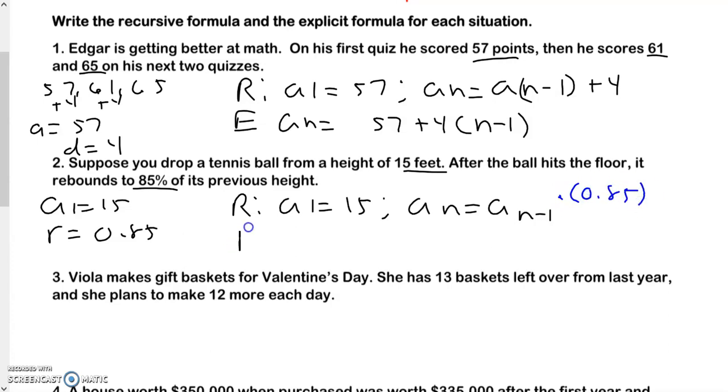Taking a look at the next, for the explicit formula, I do a of n equals 15 times 0.85, and then I know that this would be my exponent, n minus 1.